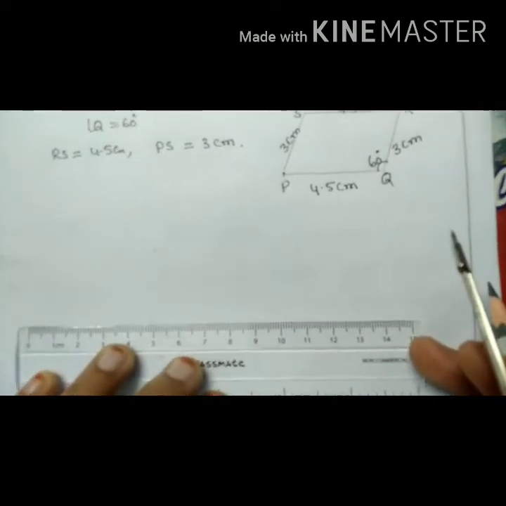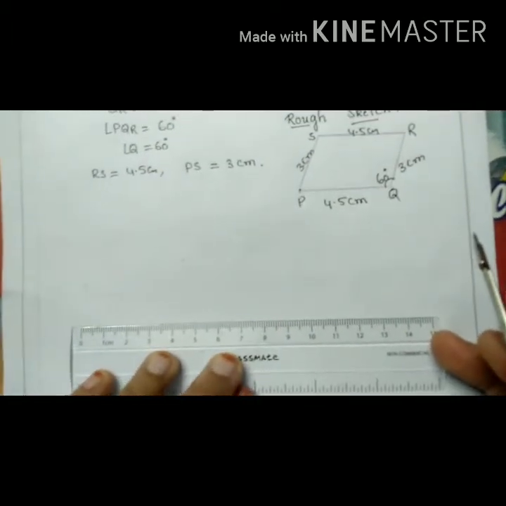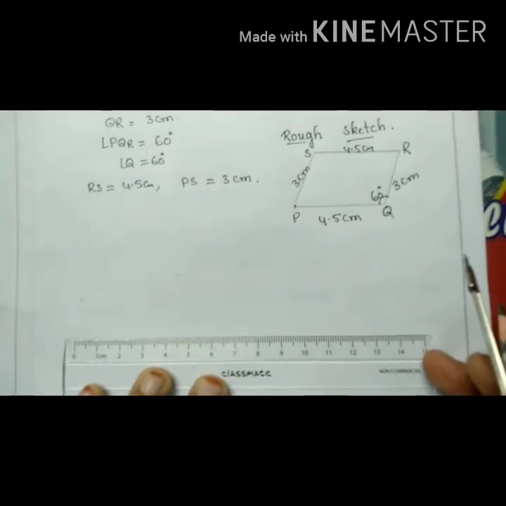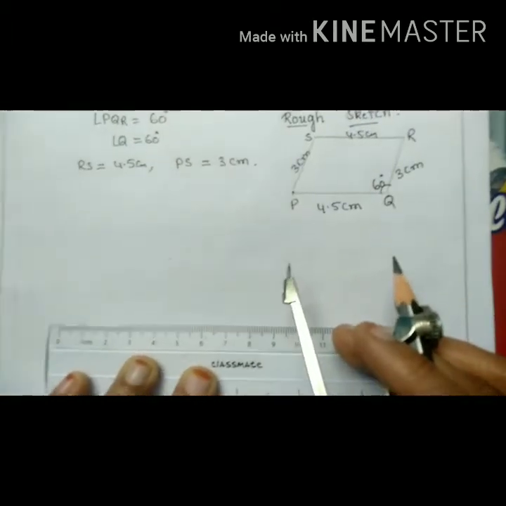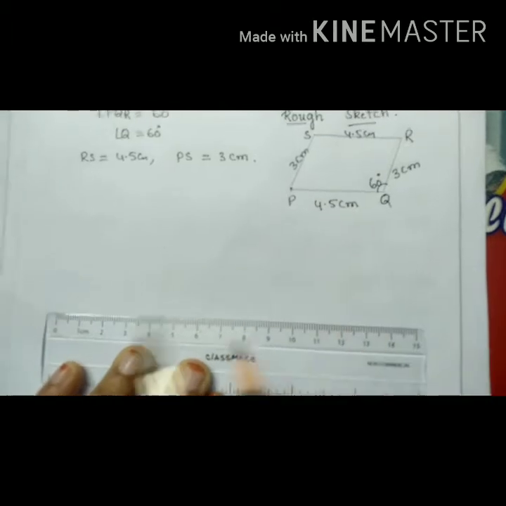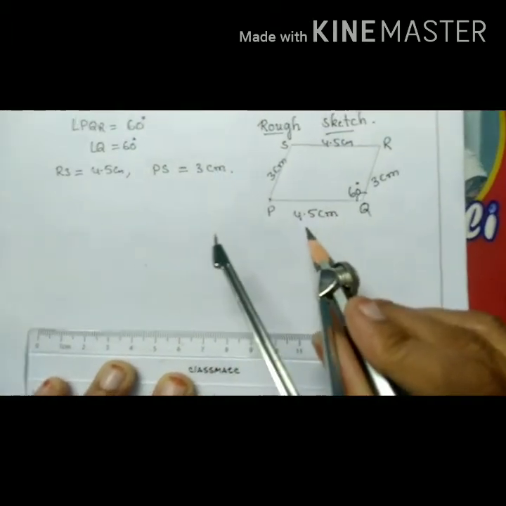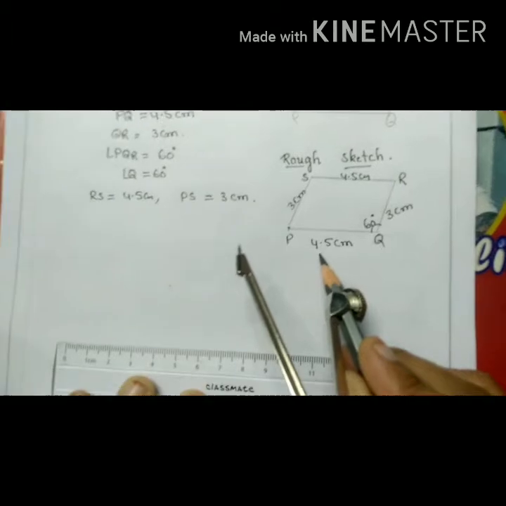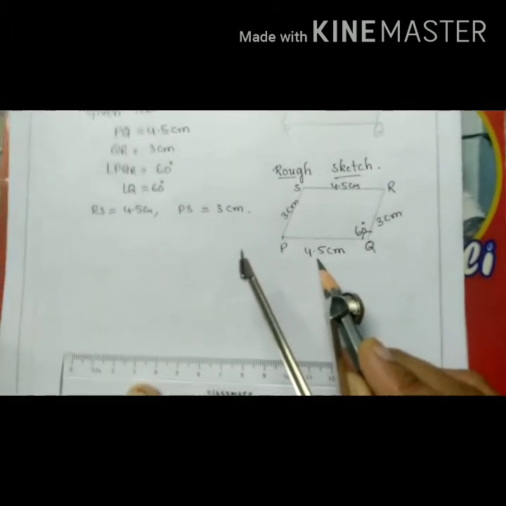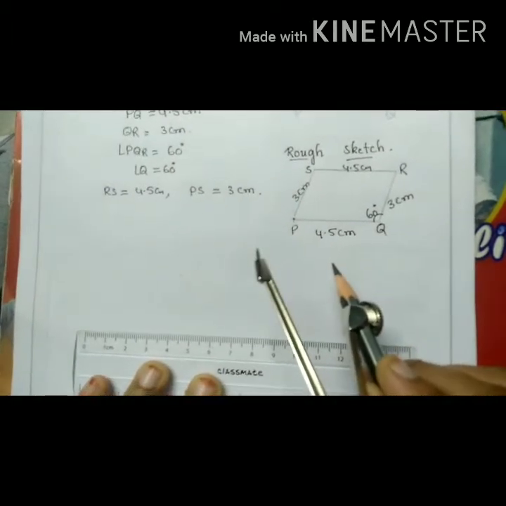So first, you have to take the scale, the compass, and the protractor with a pencil. Okay, so first, how to take the base PQ? How much is the measurement here? PQ is 4.5. Why do you take the PQ dimension only as the base?